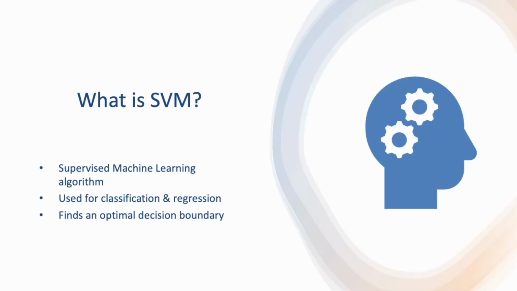So, what is SVM? SVM is a supervised learning algorithm, meaning it learns from labeled data. It is mostly used for classification tasks but can also handle regression. The main idea behind SVM is that it tries to find the best possible boundary, or hyperplane, that separates different classes in your data.